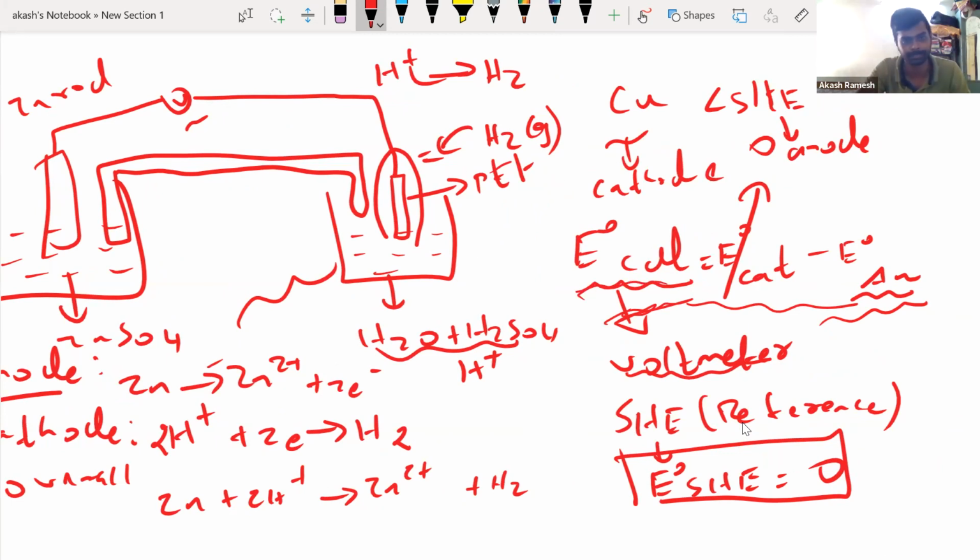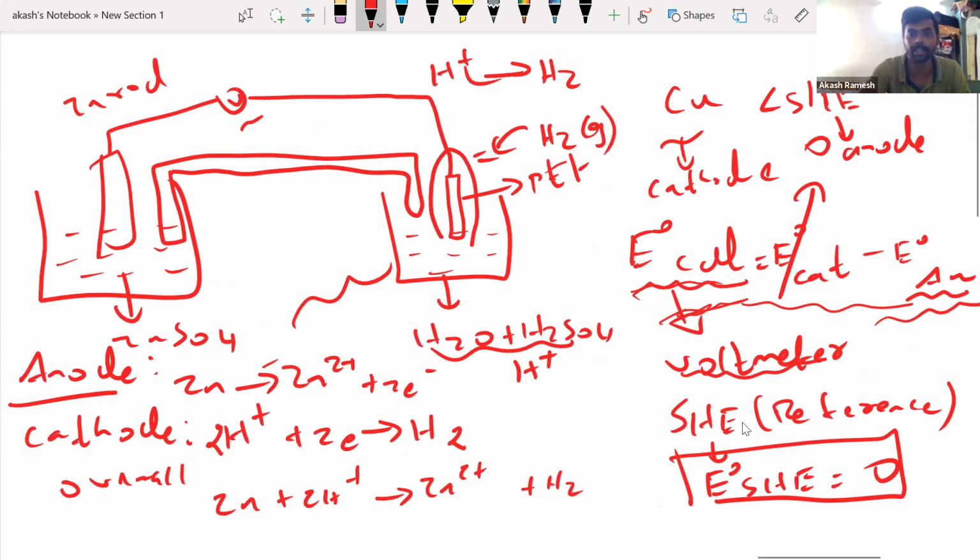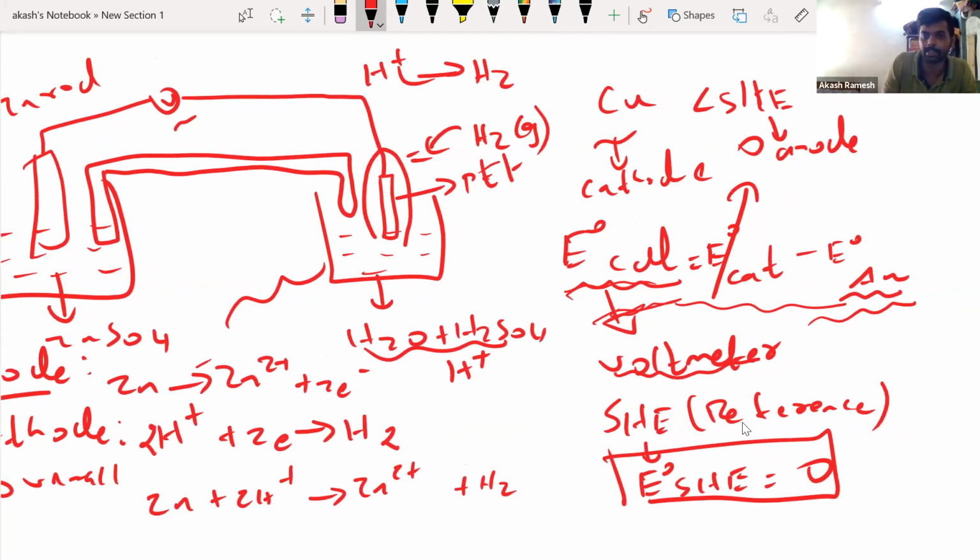As simple as that. Sir, I have a doubt. Yeah, tell me. Sir, between zinc and the SHE, what happened to the negative sign of E naught anode? What happened to the negative sign? Oh, you're telling that, okay. So you're telling that the zinc is having a negative potential. Is that what you're asking? Yes, sir. That's what I told you.